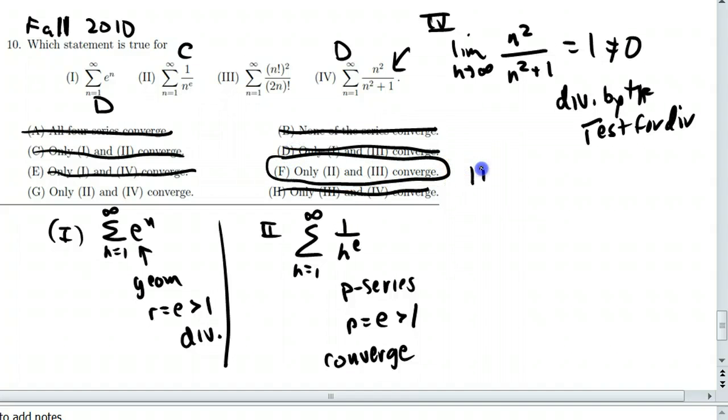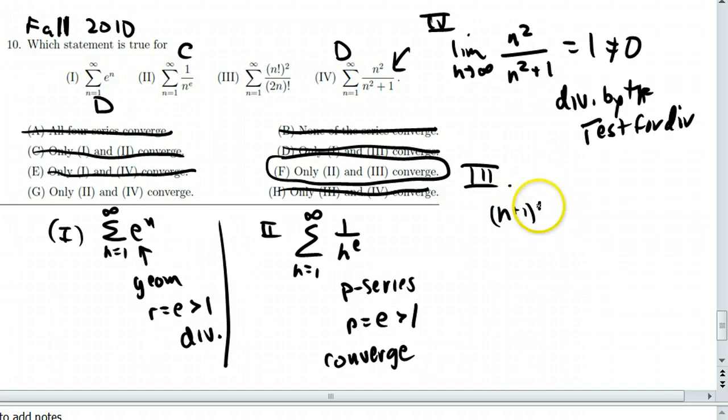Let's show why 3 converges. Unfortunately, it requires a difficult one. We saw it in class. Check the video for class. But dealing with n factorial squared and 2n factorial is difficult with the ratio test. But let's give it a shot.